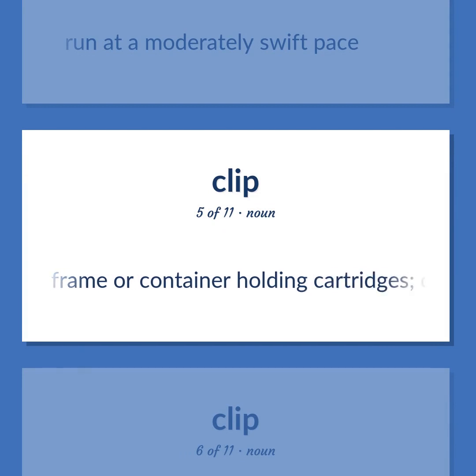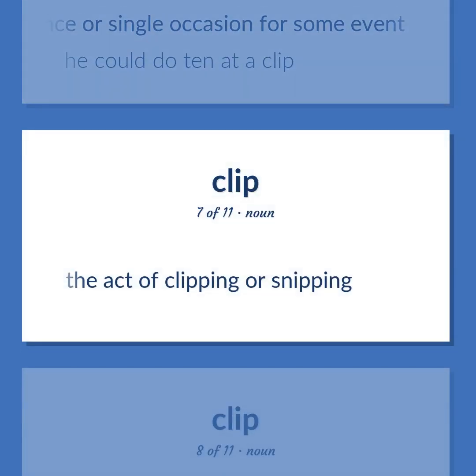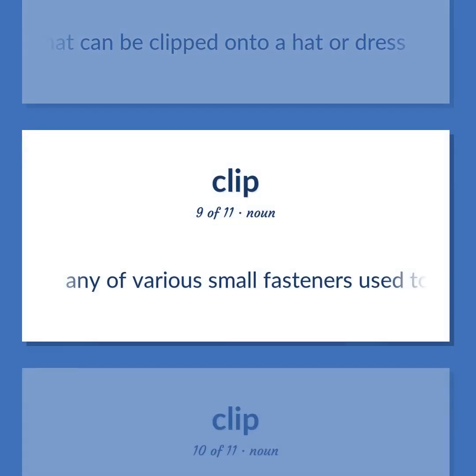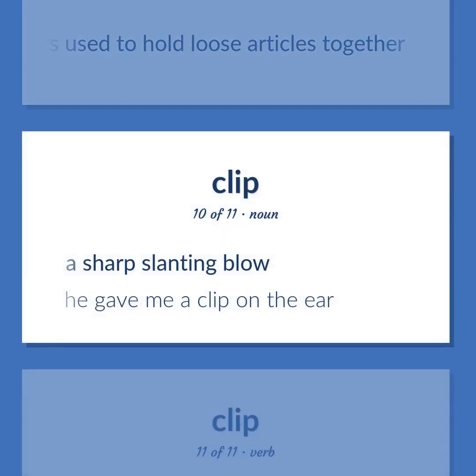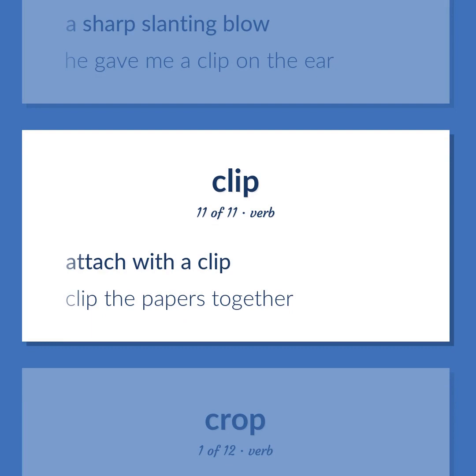A metal frame or container holding cartridges can be inserted into an automatic gun. An instance or single occasion for some event. He could do 10 at a clip. The act of clipping or snipping. An article of jewelry that can be clipped onto a hat or dress. Any of various small fasteners used to hold loose articles together. A sharp slanting blow. He gave me a clip on the ear. Attach with a clip. Clip the papers together.